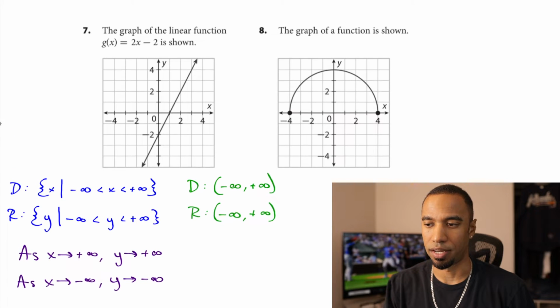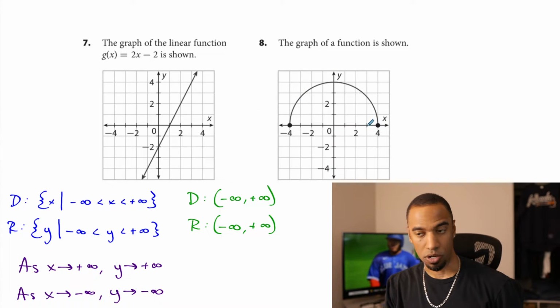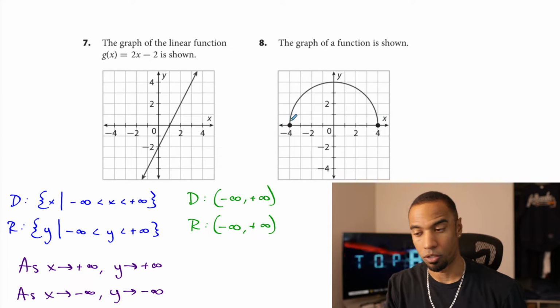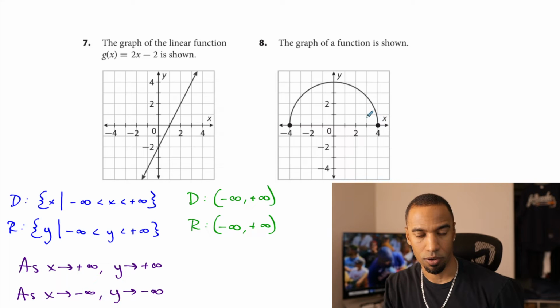Now as the last one here, we have a semicircle and closed circles at the end, which means those points are actually included, the point negative 4, 0 and 4, 0.